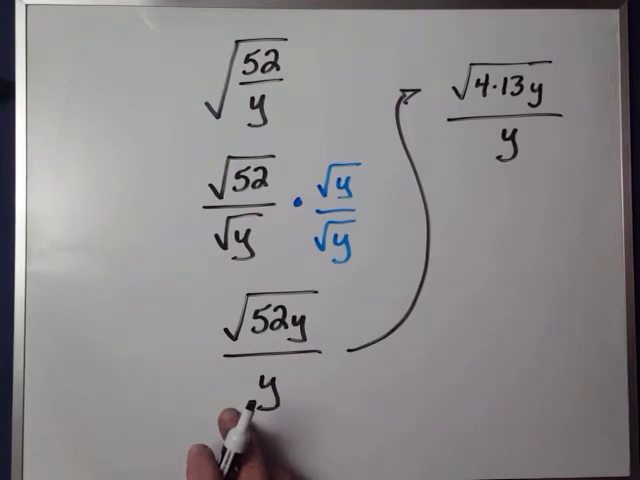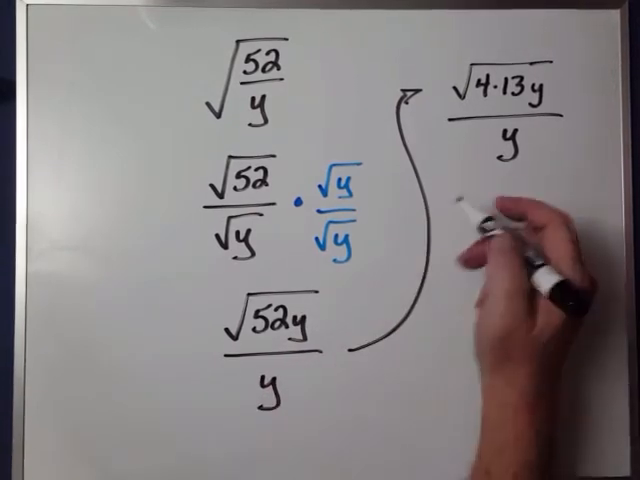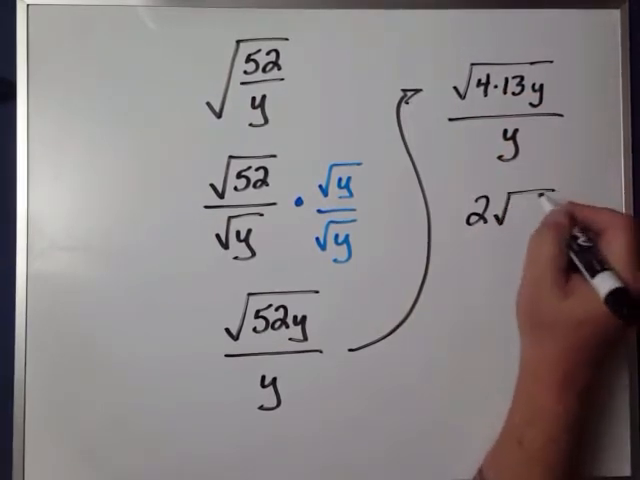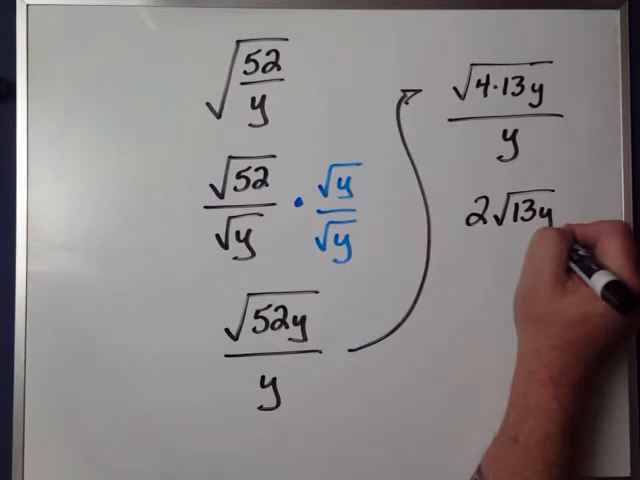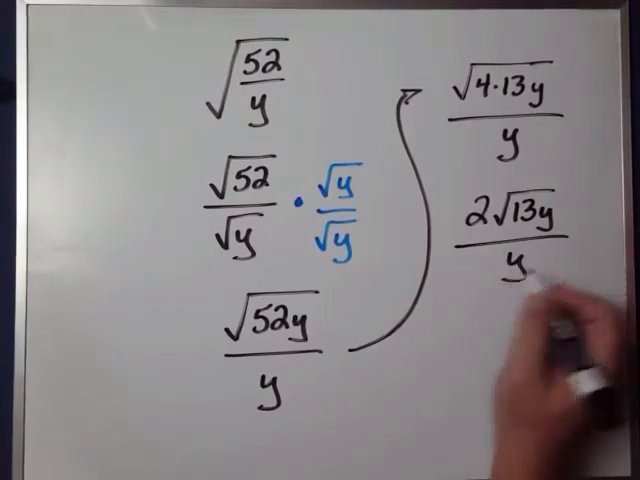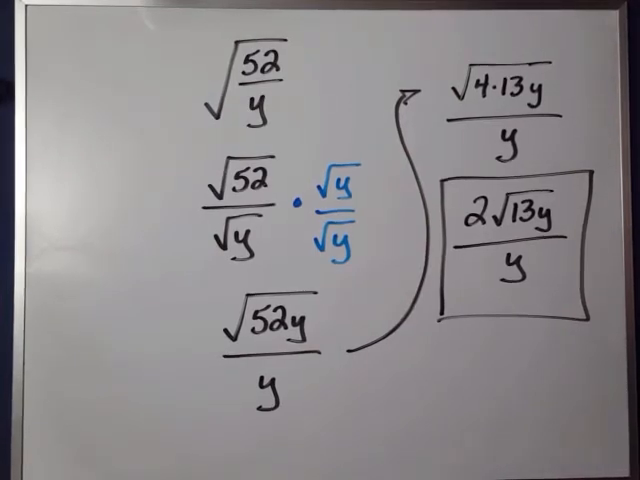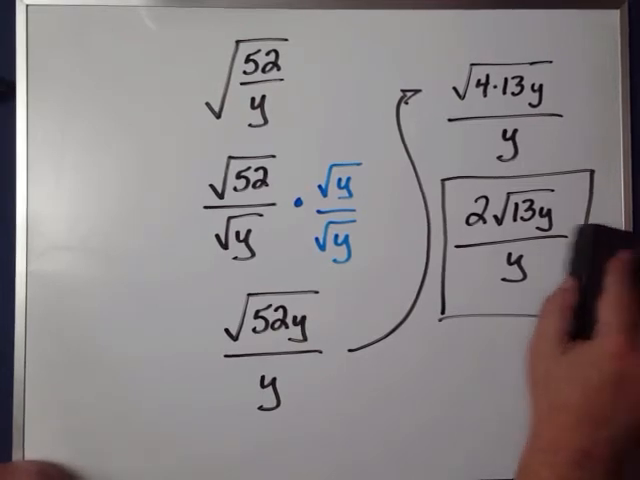Because this step here at the bottom of the board is not simplified. We'll finish this off by saying the square root of 4 is 2. We have 2 square roots of 13y all over y. And that is our final answer. Number 62.